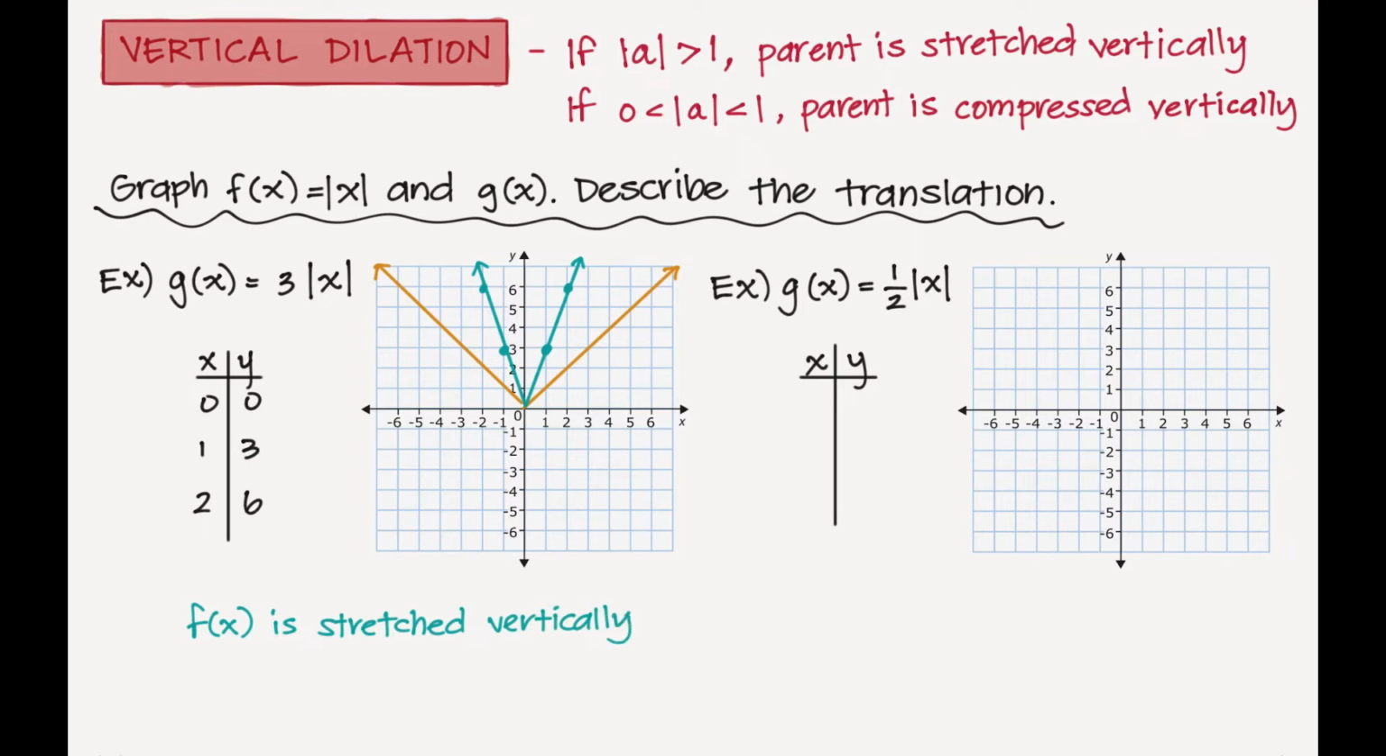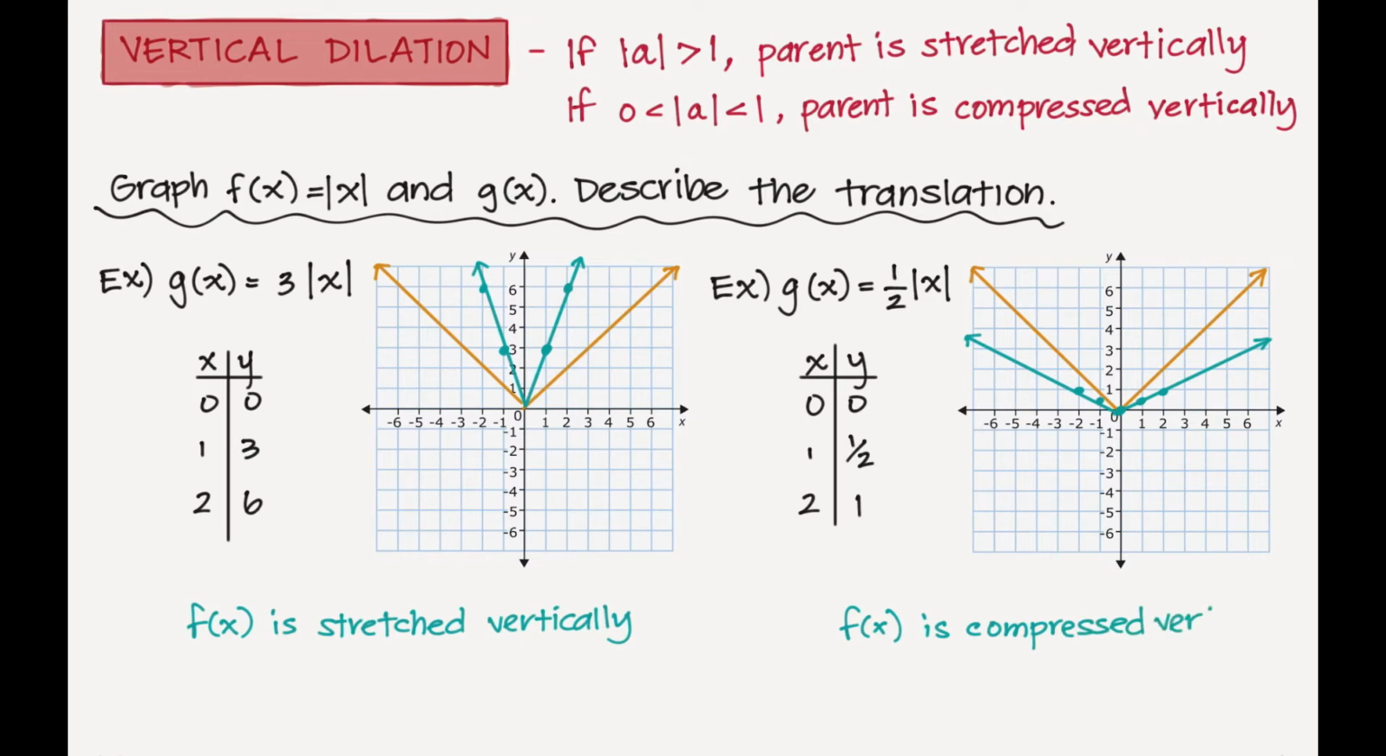Okay? So now for my next example, I'm going to go ahead and graph the parent function again. And g of x is equal to 1/2 the absolute value of x. So with those same points, let's plug it in. 1/2 times 0 is 0. 1/2 times 1 is 1/2, and 1/2 times 2 is 1. So I can plot all 3 of those points there and reflect them on the opposite side and draw my line through those points. And look at that. It is starting at the same place, but it is being compressed vertically. It looks like it's getting more flat. So I would say that the function is compressed vertically.